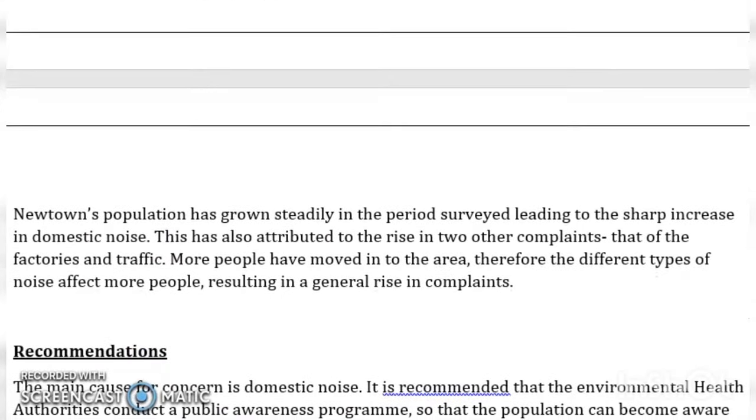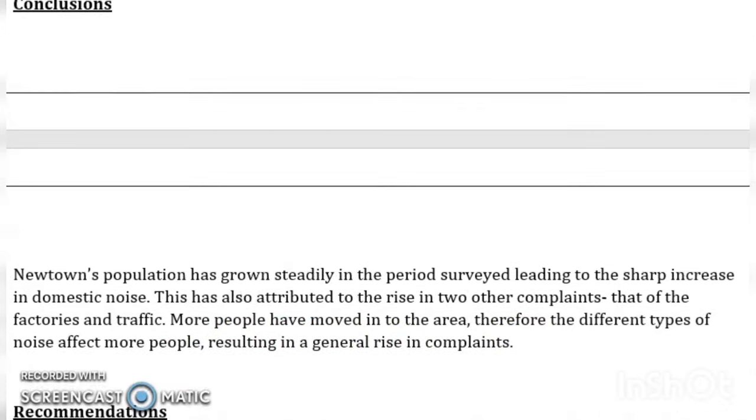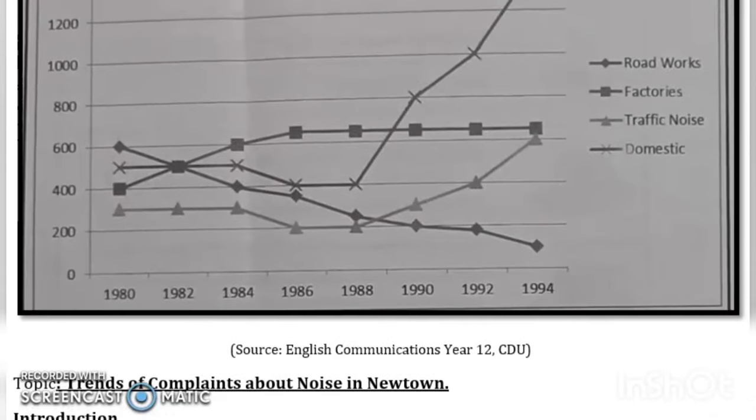Now let's move on to conclusion. So Newtown's population has grown steadily in the period surveyed, leading to the sharp increase in domestic noise. This is also attributed to the rise in two other complaints, that of the factories and traffic. Now more people have moved into the area, therefore the different types of noise affect more people, resulting in a general rise in complaints.